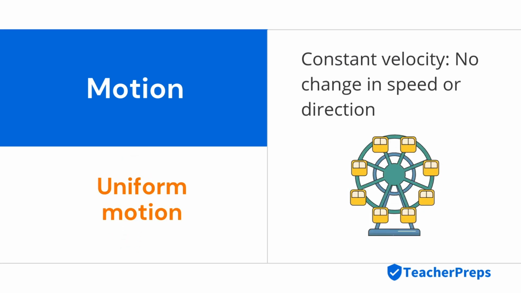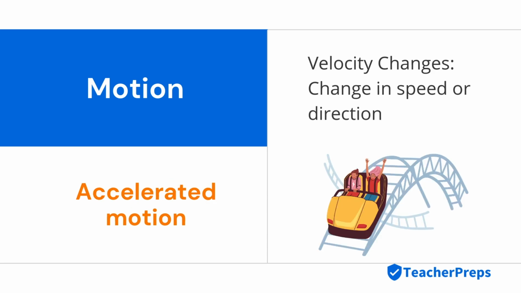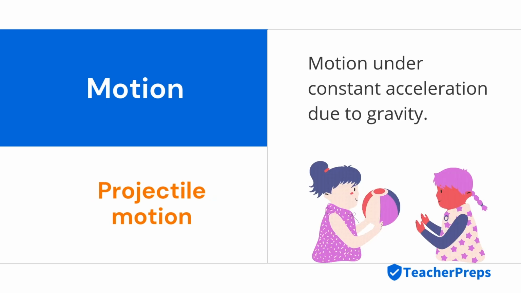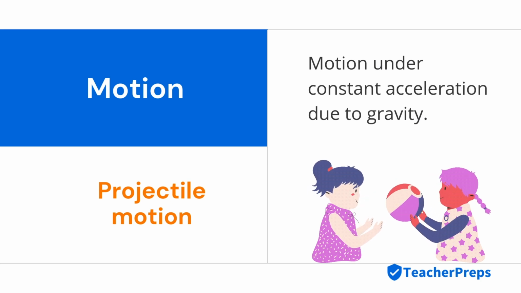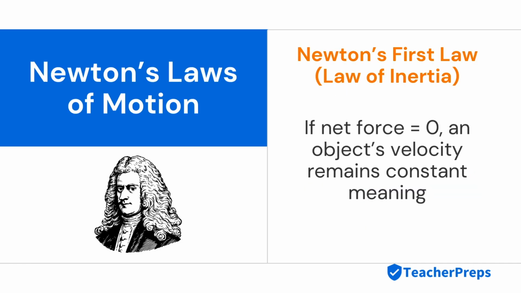The first type of motion is a uniform motion where it has constant velocity, meaning there is no change in speed or direction. Then, accelerated motion is when an object speeds up, slows down, or changes direction. It's not moving the same way all the time. Lastly, we have projectile motion, which is motion under constant acceleration due to gravity, like throwing a ball.